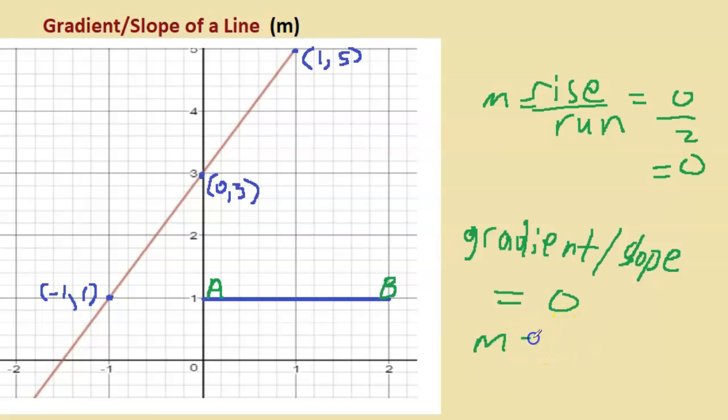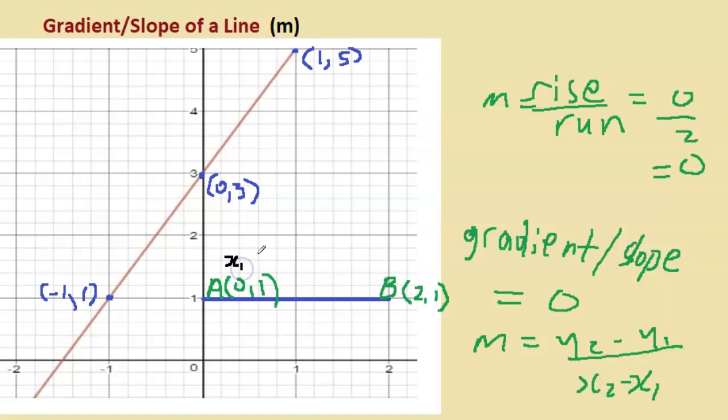Another way, if you want to use the formula m equal to y2 minus y1 over x2 minus x1. Let's not even worry about what the x coordinates are. You see what the y coordinate is here? 1. What's the y coordinate here? Also 1. So the coordinate here, the x is 0, y is 1. Here, it's 2, 1. So the x1 is 0 and the y1 is 1. And the x2 is 2 and the y2 is 1. So when you're doing y2 minus y1, the numerator will be 0. So you end up with 0 over x2 take away x1. So 2 take away 0, you end up with 0 over 2. And 0 divided by 2 is 0.